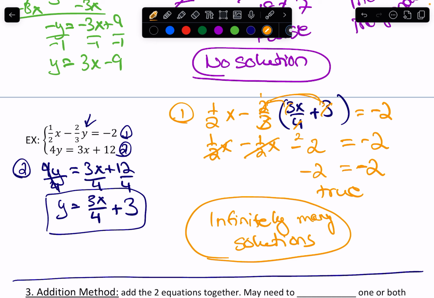So what did this mean? It meant that we have the same line. So both of these lines right here are the same. So they go on top of each other if we graph them. And then it's consistent and dependent.